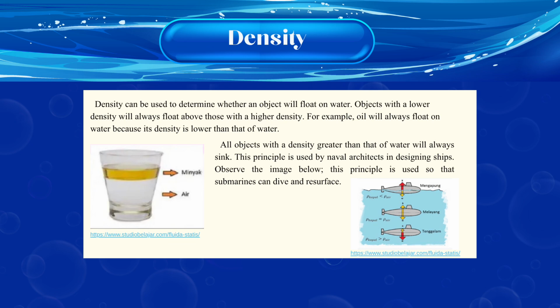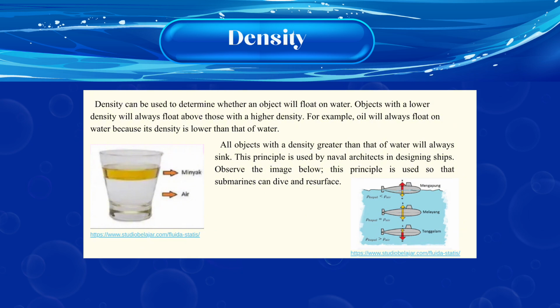Density can be used to determine whether an object will float on water. Objects with a lower density will always float above those with a higher density. For example, oil will always float on water because its density is lower than that of water. All objects with a density greater than that of water will always sink. This principle is used by naval architects in designing ships. Observe the image below. This principle is used so that submarines can dive and resurface.